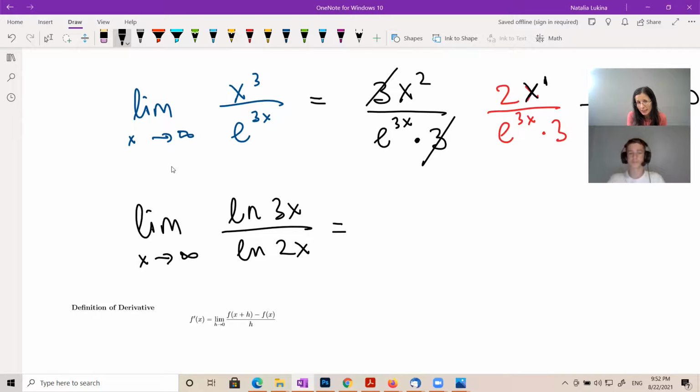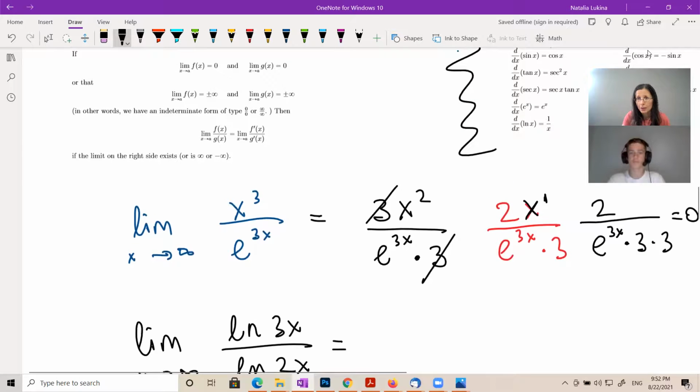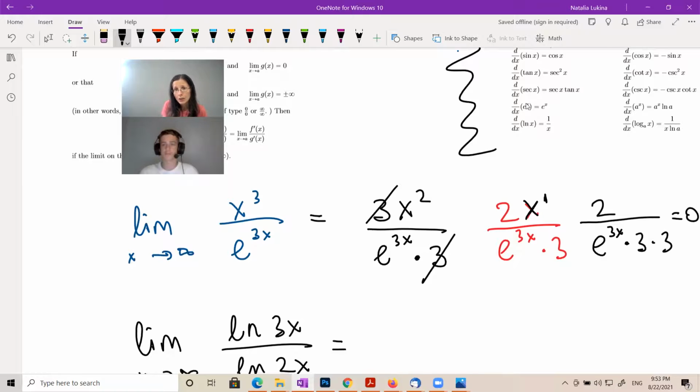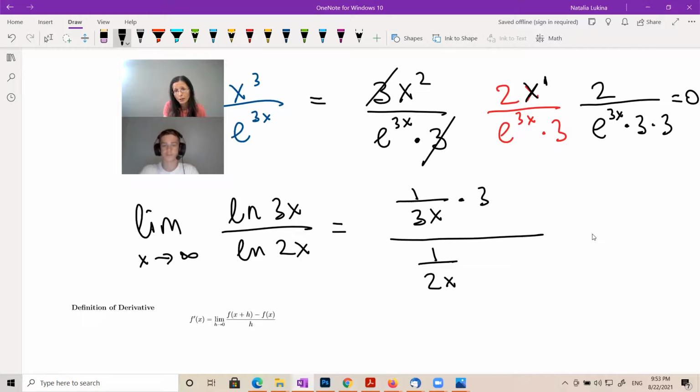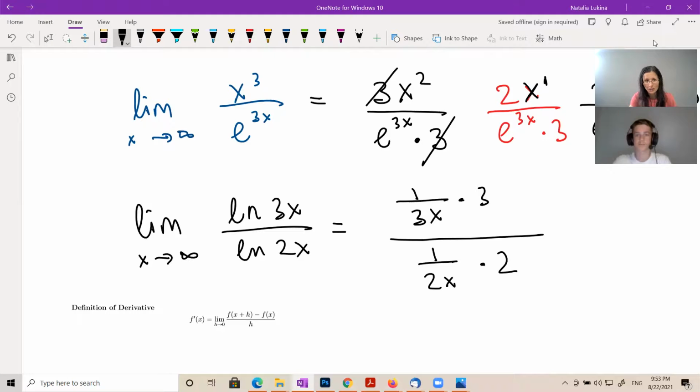And if I take the derivative of top and bottom, the derivative of natural log, we'll look it up here, is equal to 1 over x. Well, in our case, it's 3x and 2x. So I will write 1 over 3x times 3, because I have to do the chain rule. It's not x, it's 3x, so I have to take the derivative of 3x afterwards. And then here it's 1 over 2x times 2. And then everything cancels. And what do we get as the answer? 1 over x divided by 1 over x, so just 1. So the limit is 1.